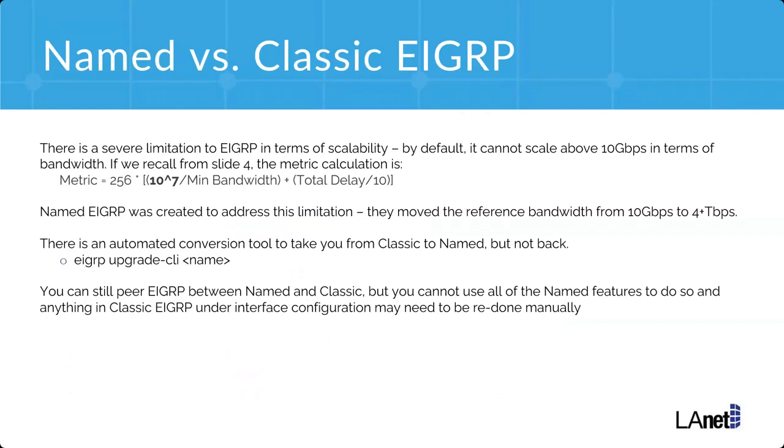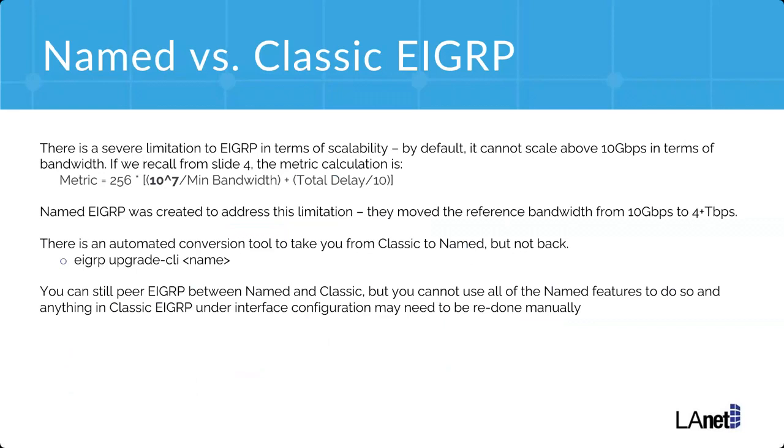If you keep in mind the algorithm I gave you, I said it's 10 to the 7th divided by the minimum bandwidth. Well, what is 10 to the 7th? That's basically 10 gigabits, right? What do I do if I have links faster than 10 gigabits? Well, in classical EIGRP, sometimes also called numbered EIGRP, I prefer the term classic, I can't. Anything over 10 gig is treated as 10 gig because I can't go beyond.